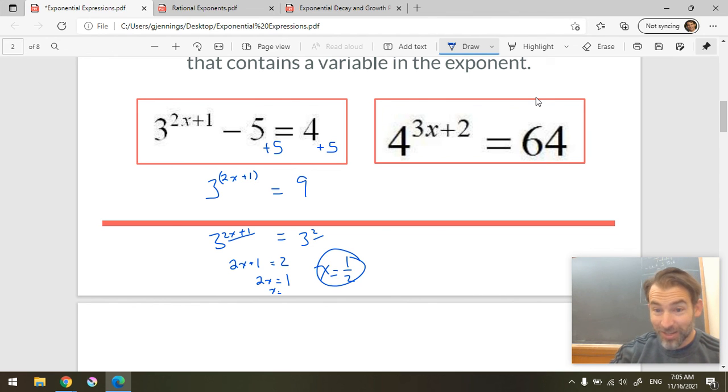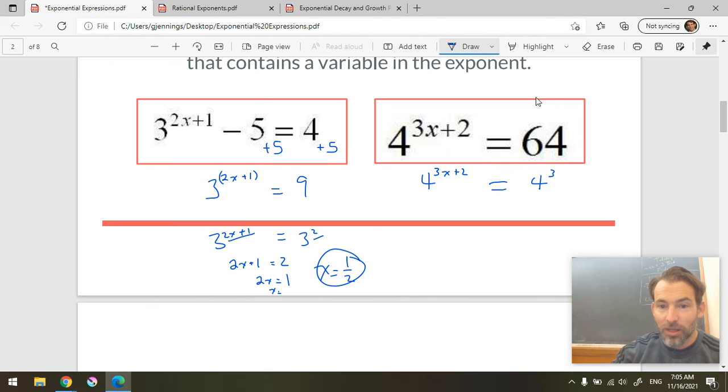All right, 4 to the 3x plus 2 equals 64. I did this in a funny way yesterday, but I'll do it the easier way now. 64 can also be written as 4 to the 3. Right, 4 times 4 times 4 is 64. And then 4 to the 3x plus 2. Well, 3x plus 2 must equal 3 then, right?